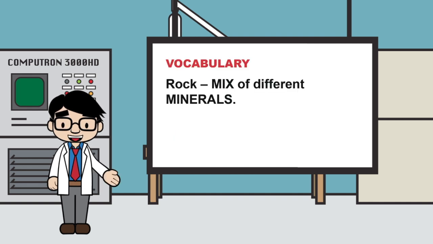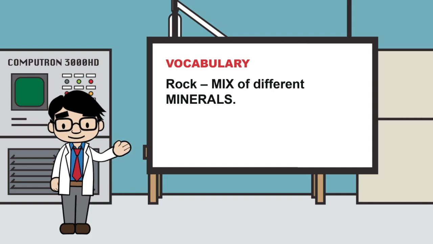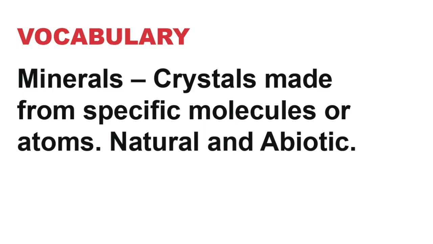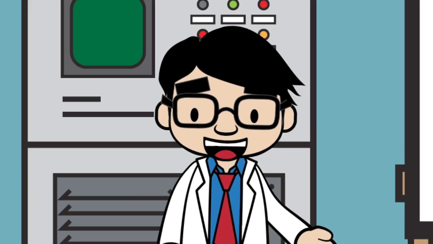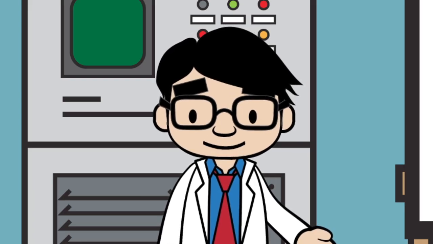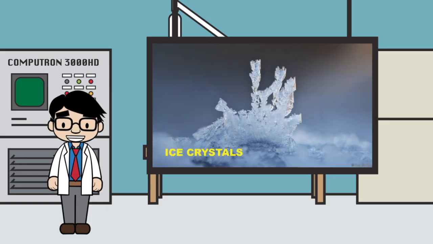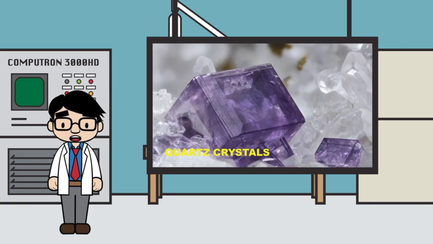The definition for rocks is that it's just a mix of different minerals. Minerals are crystals of one type of molecular atom. They have to be natural and abiotic. Examples are salt, ice, quartz, diamonds, pyrite, fluorite, gold, and talc. These are salt crystals, and these are ice crystals, and these are pyrite crystals, and these are quartz crystals.